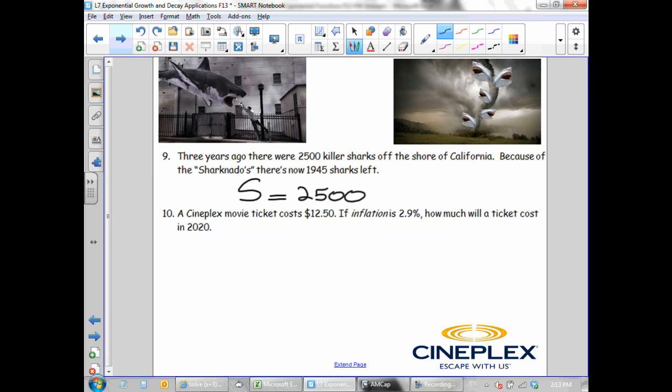Okay, so far so good. Right here it says 3 years ago. That 3 years ago, that's what you're going to divide by, because that's when the change is happening. It's sort of like, how long does it take for a change to happen? To go from something old in the past to something new. So the old thing is 2,500 killers. The new thing is there's 1,945 killers.